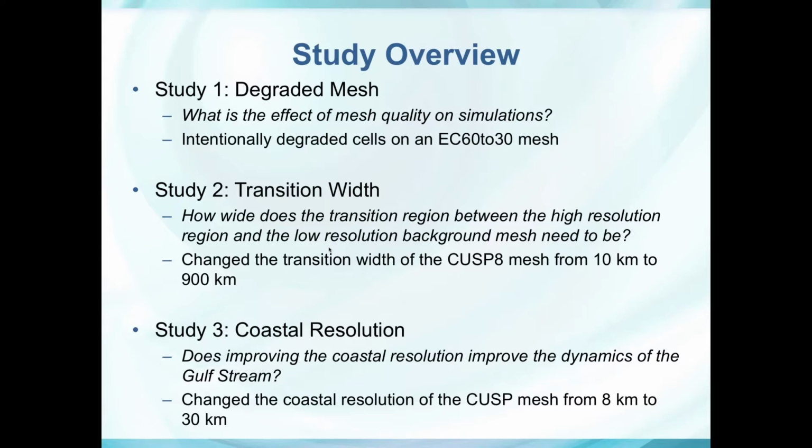So by independently looking at degraded meshes, we can get a better sense of whether mesh quality is something we should be concerned about. The second study was changing the transition width between the high resolution and low resolution regions. So we tried transition widths from 10 kilometers to 900 kilometers. And the third study was coastal resolution. So we changed just that coastal resolution from 8 kilometers, which is our standard, to 30 kilometers to see if that changing resolution really did improve the dynamics.